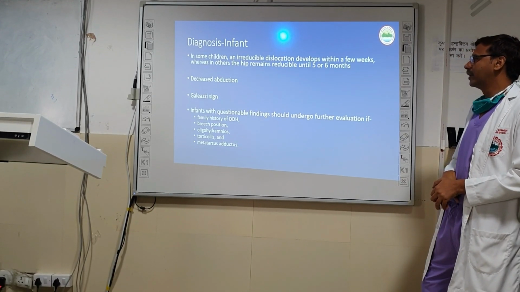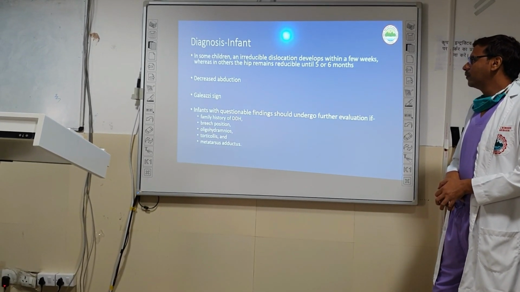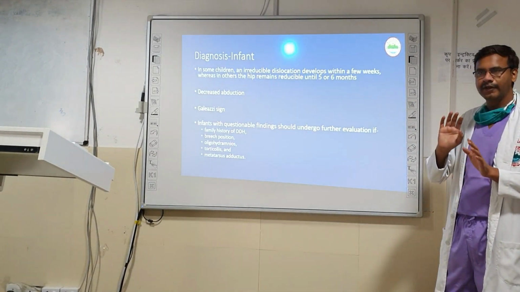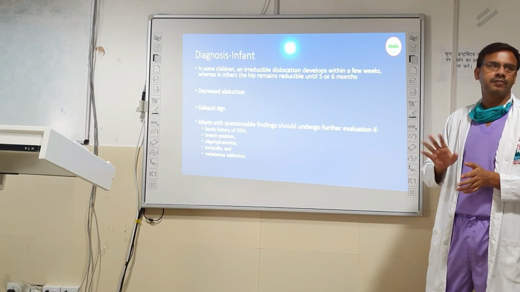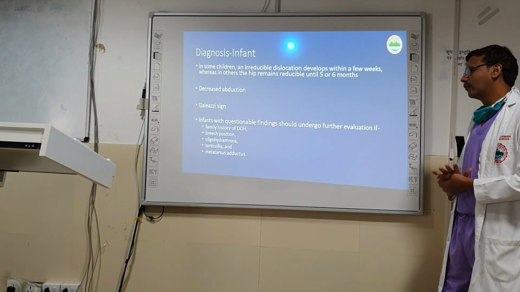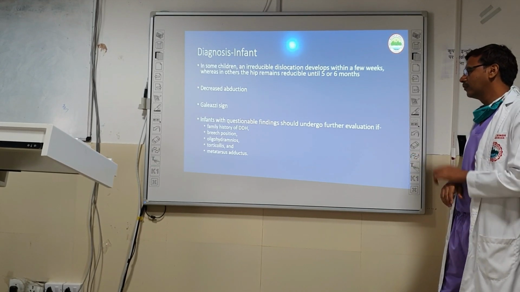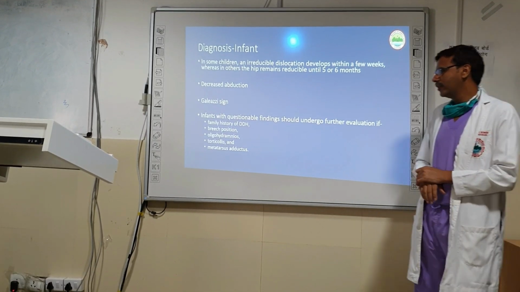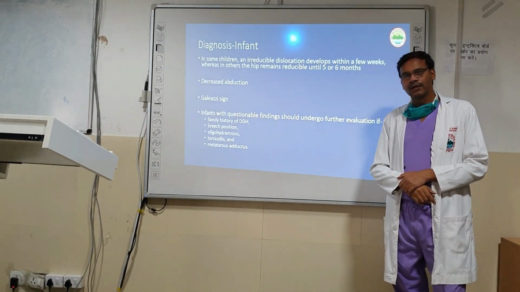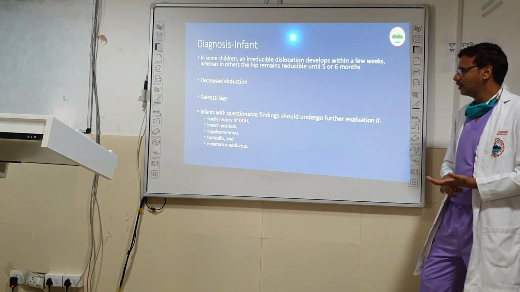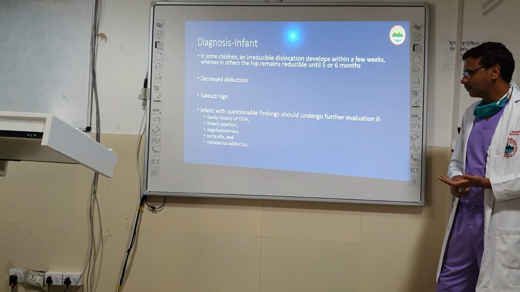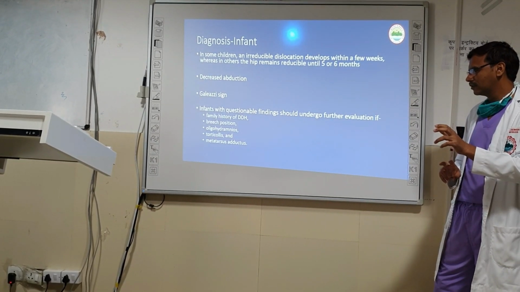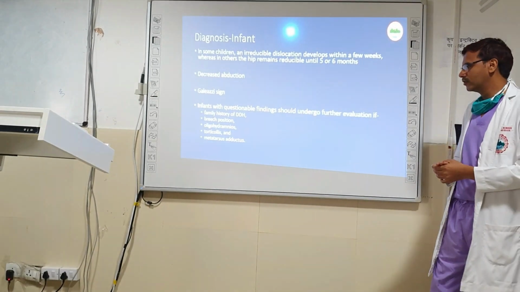infant. What are the findings? If you are lucky enough and the child comes to you within 5 or 6 months of age, the findings of dislocation and relocation may be possible. Of course, there will be decreased abduction. The Galeazzi sign will be positive if it is unilateral. And you should always ask these things: if there is any family history of DDH, if there was breech delivery or breech presentation, or if there was any oligohydramnios when the child was in utero.